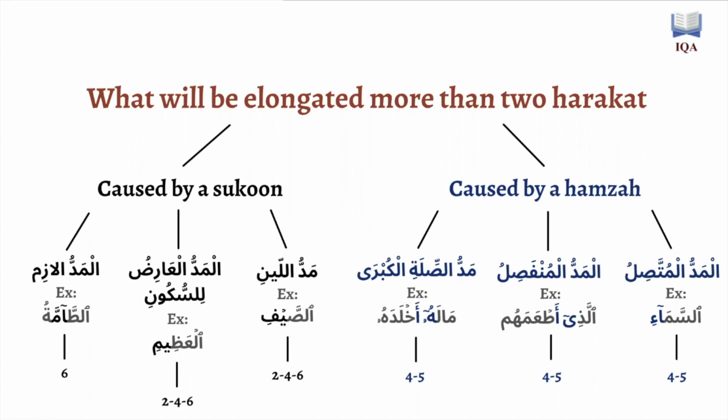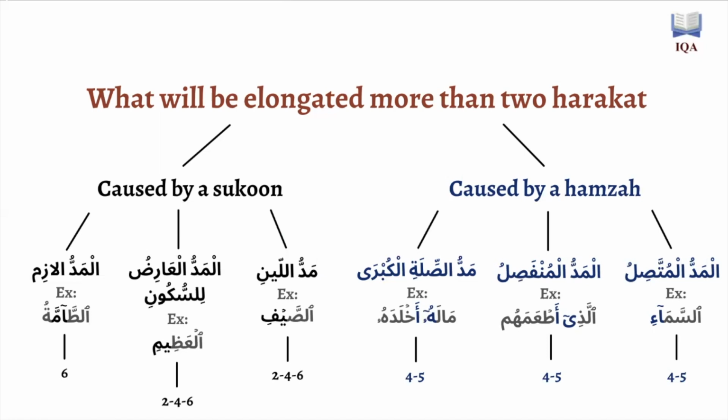Now in this video, we're going to cover the last types of Madds, which are those that are caused by a Hamza, and that are also going to be more than 2 harakas, which are Madd al-Muttasil, Madd al-Munfasil, and Madd al-Silat al-Kubra. So all of these three here are going to be elongated 4 to 5 harakas.